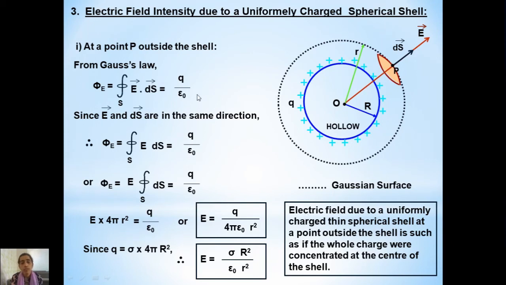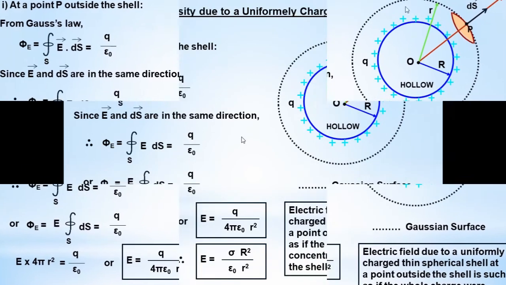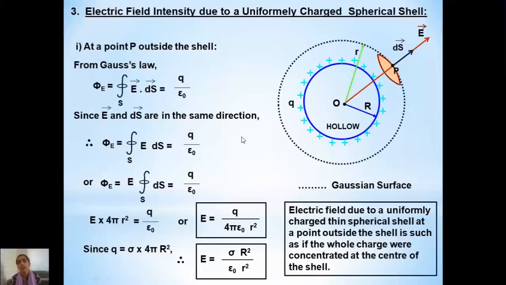Okay. So in the first case, we referred to a point outside the spherical shell, right? So we assume there is a charged spherical shell of radius capital R which is having uniform charge, total charge Q, right? At a point P, which is outside the shell, we have to calculate the total electric field intensity, right?